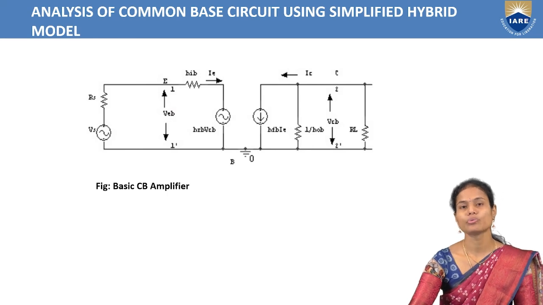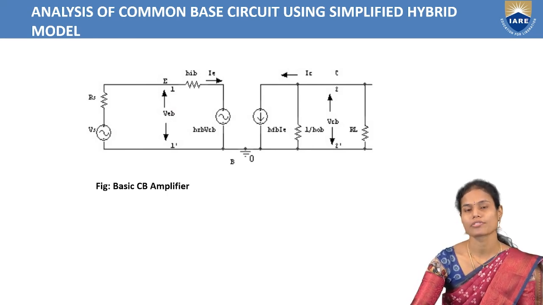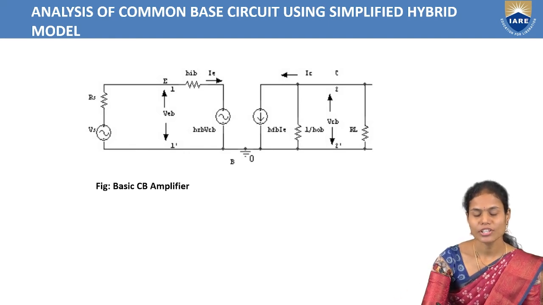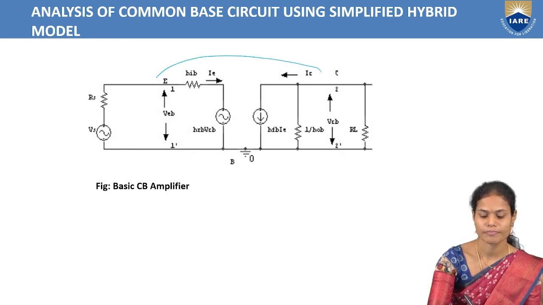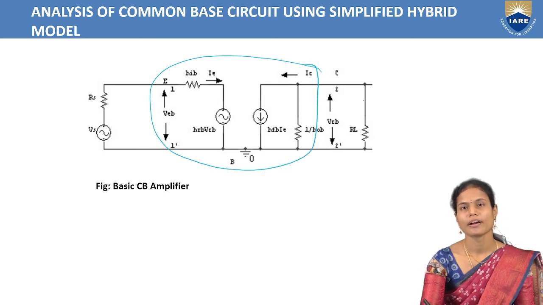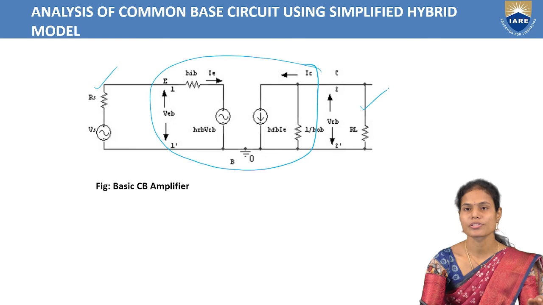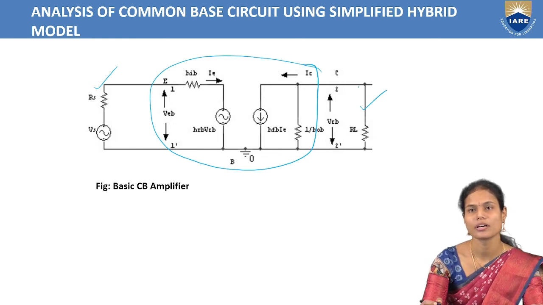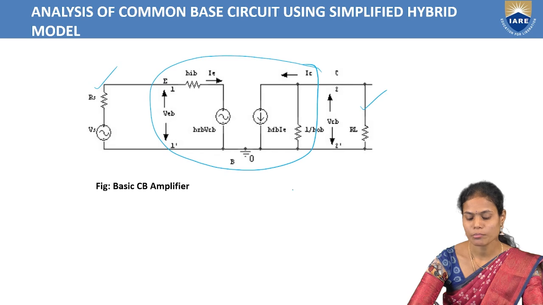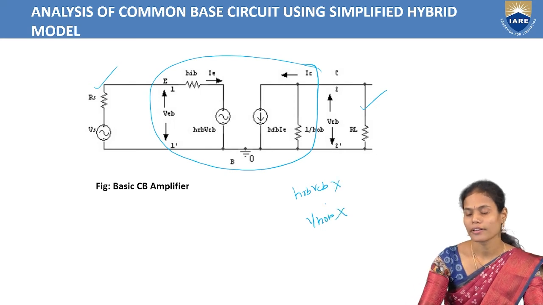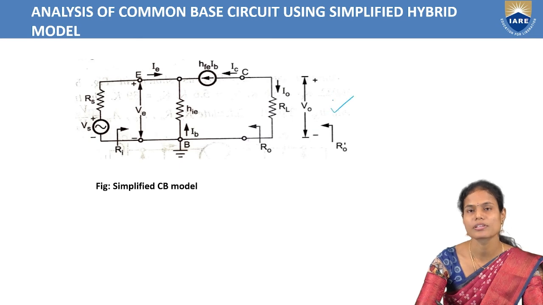And similarly, we have to do the analysis for the common base amplifier circuit using the simplified hybrid model. So again, we need to consider the basic common base amplifier circuit to do the analysis. Okay, and the source resistance as well as load resistance in order to provide the input and to see the output here. And in the approximate model, we have to neglect hrb, VCB as well as 1 by hob. If we neglect these two, after approximation, we will get this simplified common base configuration circuit.